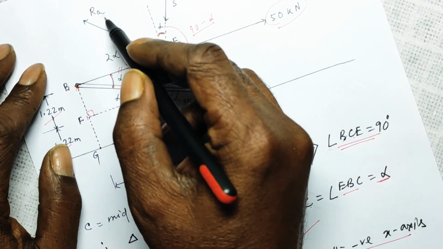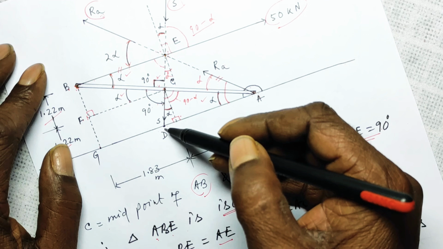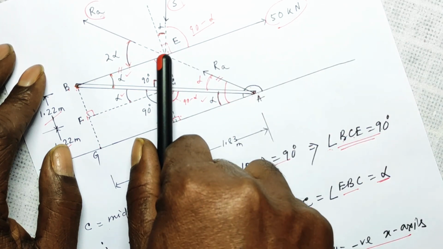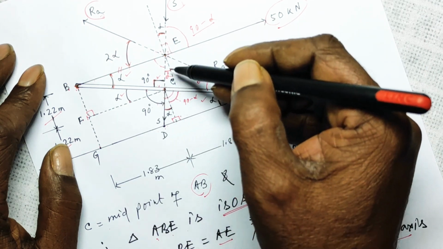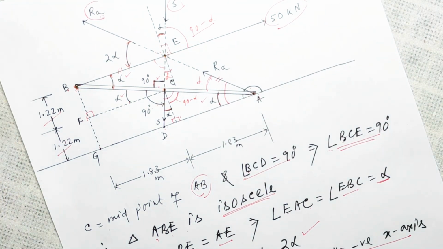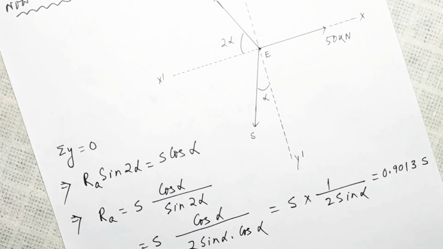This is one force, RA is one force, and S. The line of action of S, I have shifted here to this point. It is pointing to this side, and it is making alpha with the positive y-axis. Now the free body diagram is drawn, and then split the vectors into their rectangular components and solve.